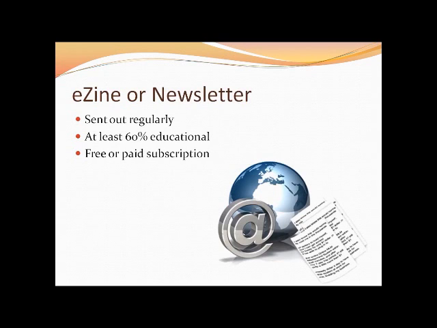Another thing you can do with that blog and article is create an e-zine or newsletter, and this is also a piece that's sent out regularly. This should be at least 60% educational, but you can run ads. Now, you can run ads for your own stuff, or you can collaborate with other people and do affiliate type marketing and have other people advertising in your e-zine and newsletter, and then you would do the same for them. So it kind of leverages both of the people's databases.